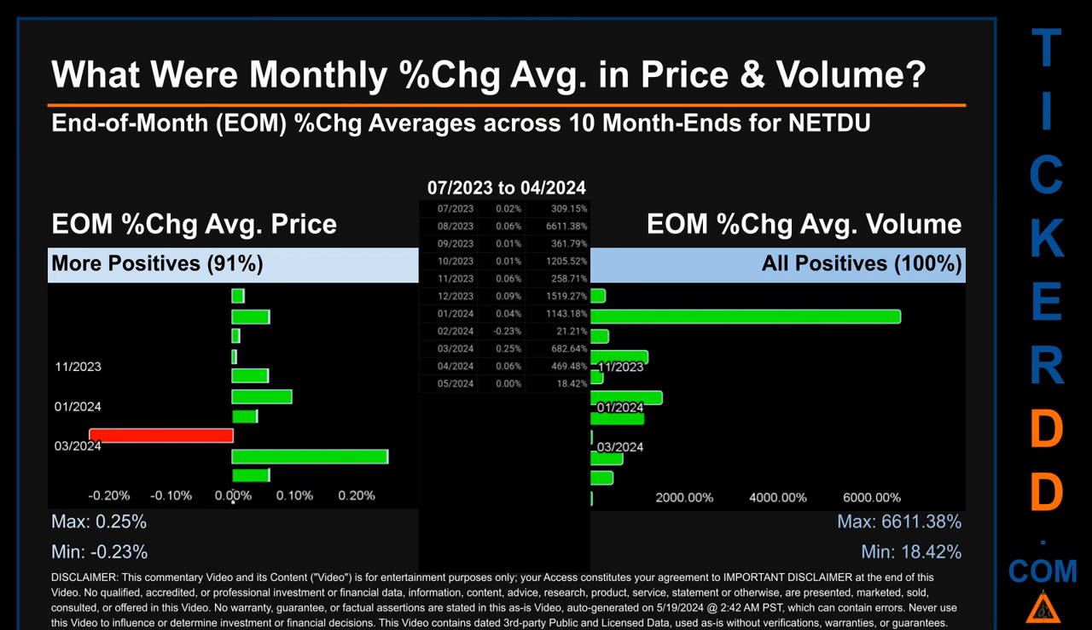Price saw an end-of-month max of 0.25% in average percentage change, along with a minimum of -0.23%. For volume, the maximum and the minimum monthly percentage change were respectively 66.11.38% and 18.42%.